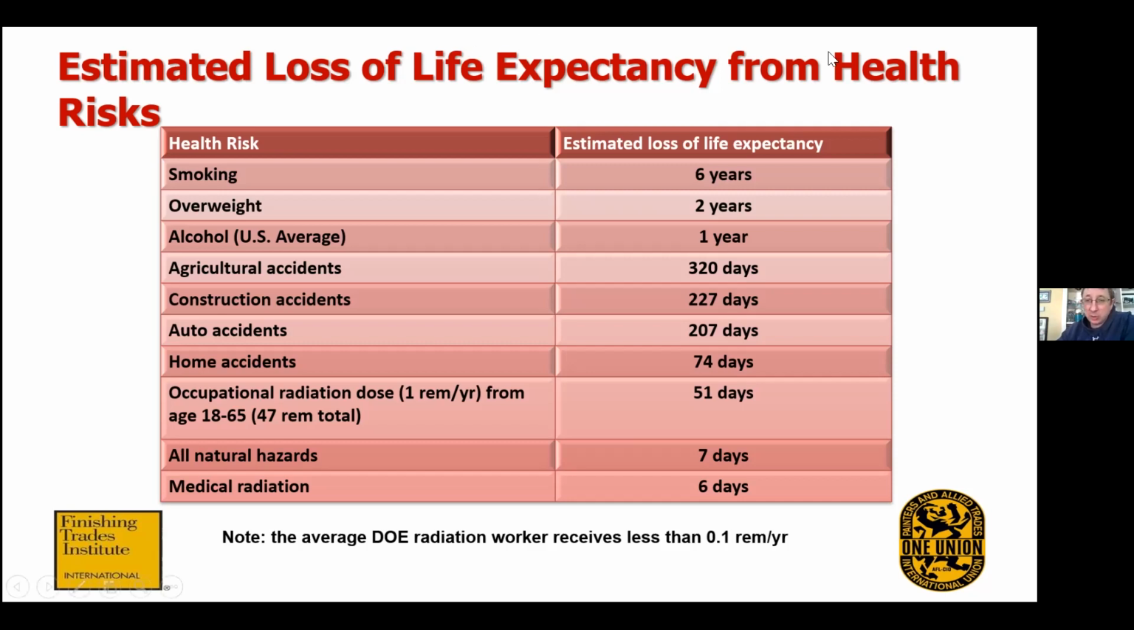So, an average smoker is going to lose 6 years off their life, overweight 2 years, alcohol use a year, agricultural accidents, and then we get down to occupational radiation dose of 1 rem a year, which is even more. It's 10 times more than what the average DOE worker gets. They would expect to lose 51 days off the course of their lifetime.